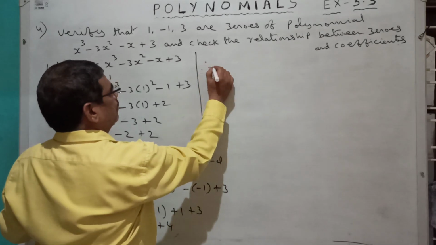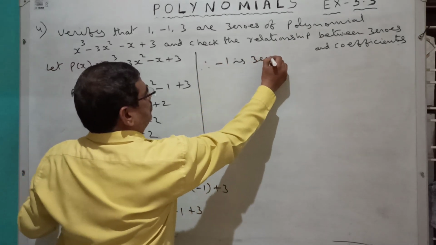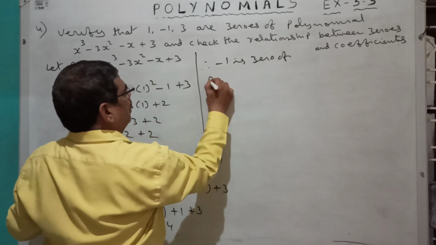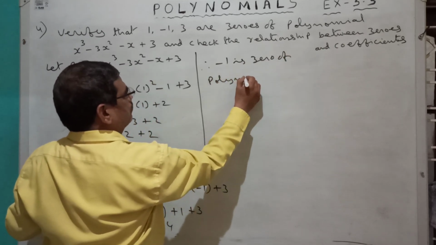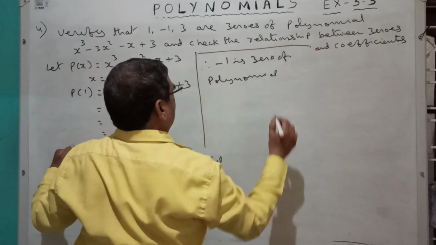Therefore, minus 1 is a zero of the polynomial.